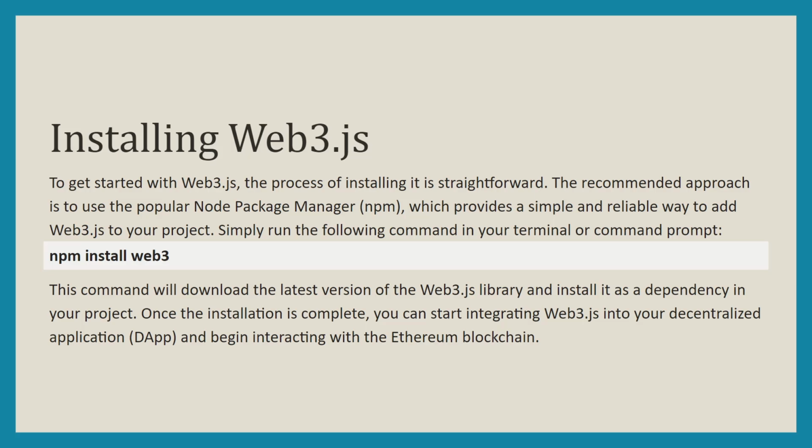What you have to do is simply run the following command in your terminal or command prompt: npm install web3. Very simple. This will allow you to download the latest version of the web3.js library and you install it as a dependency in your project. Once the installation is complete, you can start integrating Web3.js into your decentralized application dApp and begin interacting with the Ethereum blockchain.